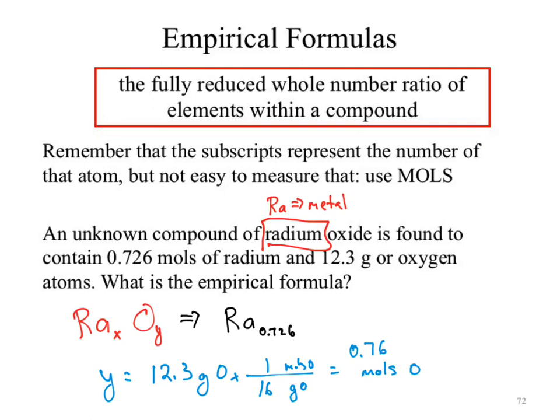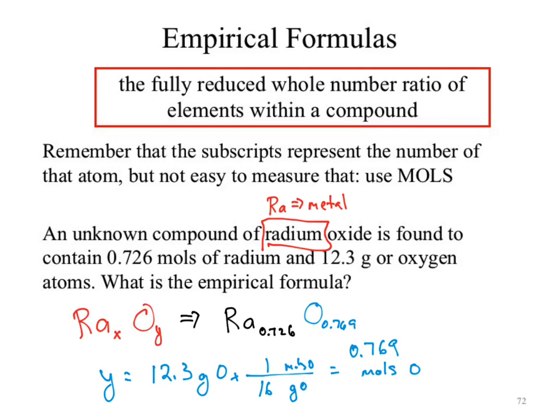So a good question would be how many sig figs? We should run with at least 3. Okay, when in doubt, keep 3. So 0.769. Okay. I now have the moles of oxygen, so I could go through and say, well, it's radium 0.726, oxygen 0.769. Is that a proper formula?